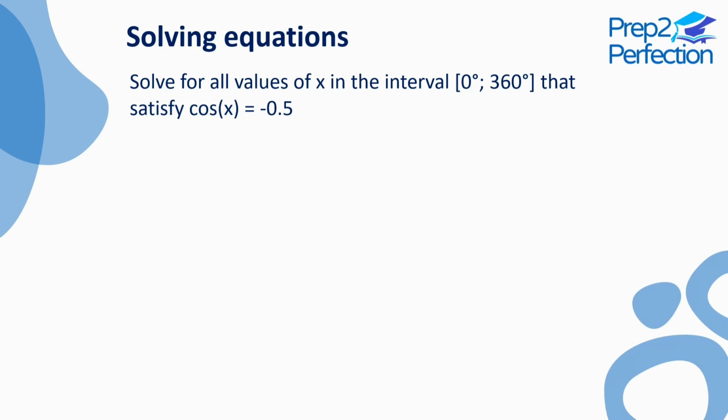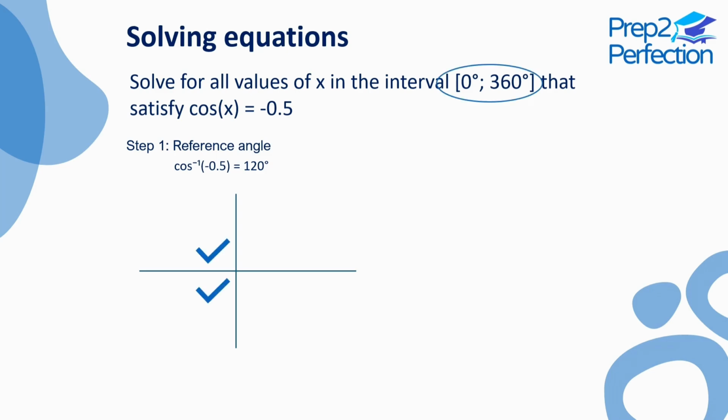Solve for all values of x in the interval 0 degrees to 360 degrees that satisfy cos x equals negative 0.5. Cosine is negative in the second and third quadrant. In the second quadrant, x is equal to 120 degrees. In the third quadrant, x is equal to 360 minus 120, which gives us 240 degrees. So our answer for x will be 120 or 240 degrees.